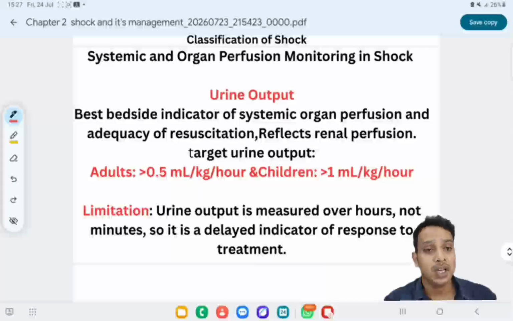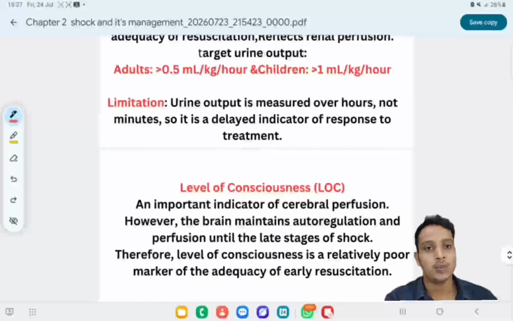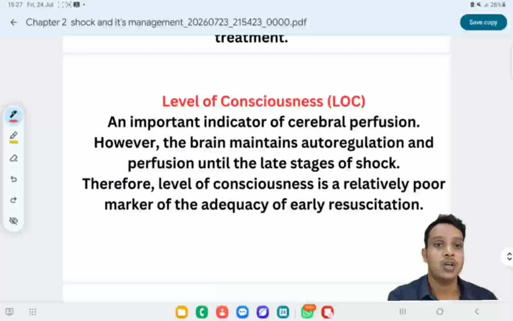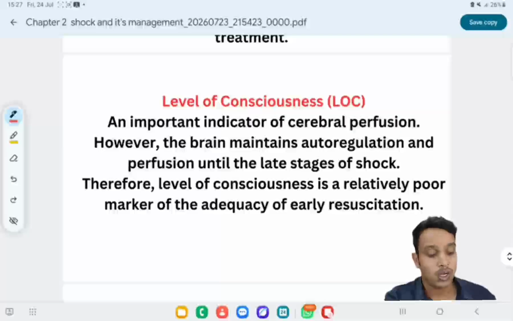The second one is the level of consciousness. We assume that once the patient is conscious and responding properly, the cerebral perfusion is normal. But remember, friends, till the last stage of shock, that is stage 3, with more than 30 to 40% blood volume loss, the patient stays conscious or becomes a little bit drowsy. Once stage 3 of shock is over, the patient will start becoming drowsier and enter the comatose stage. So till stage 3 the patient may maintain the consciousness level. So don't rely only on how the patient is responding to you.